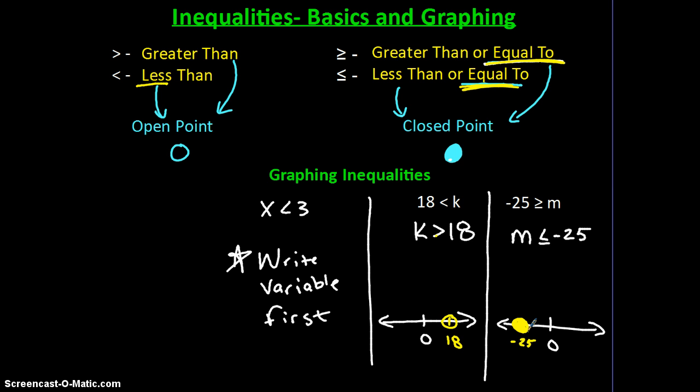And now I look for direction. Greater than, where are all the numbers that are greater than? Always to the right. So I shade this graph all the way to the right. And then less than. I don't care that this is a negative number. Less than values, all the numbers less than negative 25, always to the left. So I go up there and I shade all numbers to the left of negative 25.